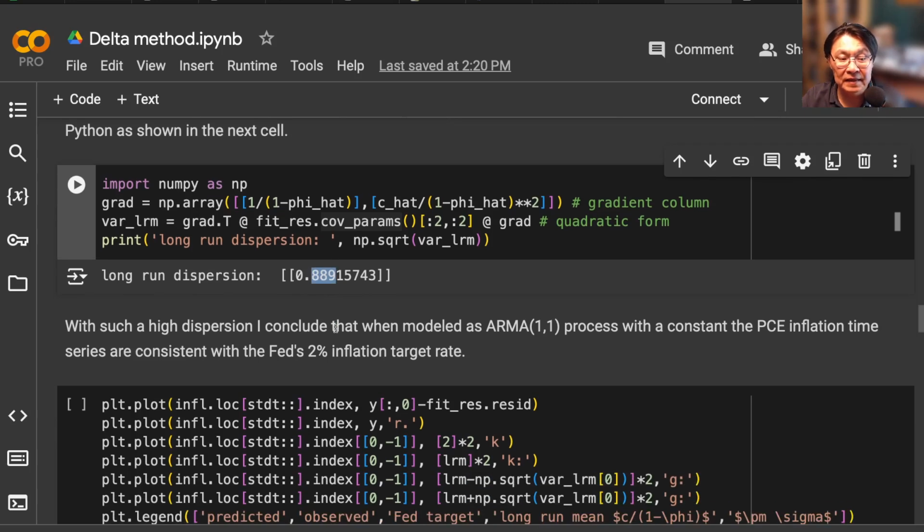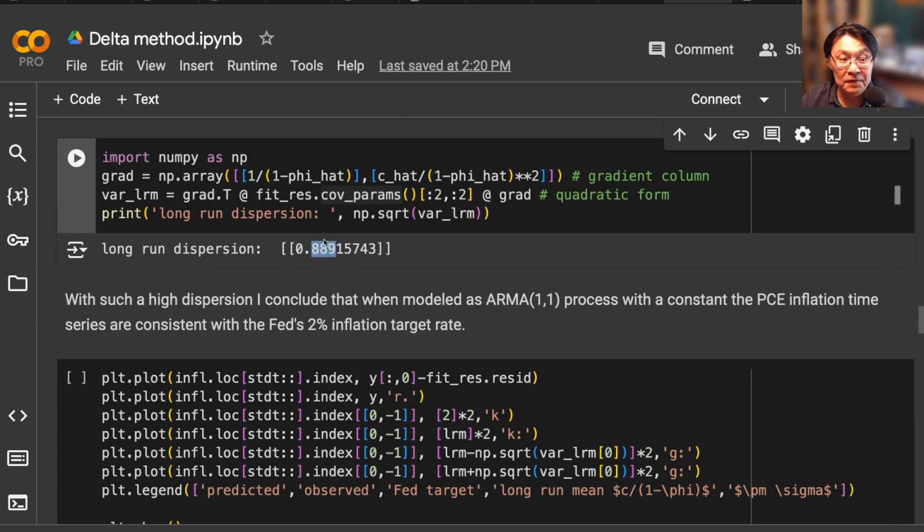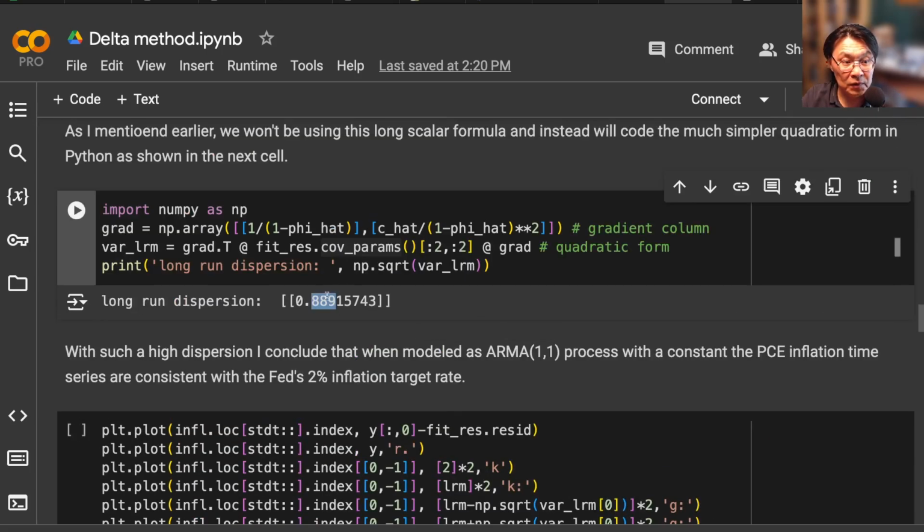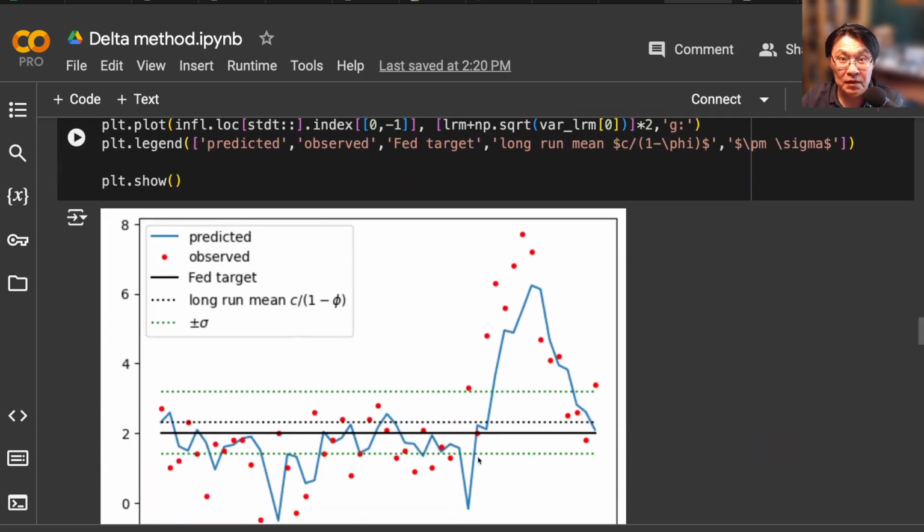So this is interesting. Now we know the dispersion of the estimate 2.31, this dotted black line, and we know what plus or minus sigma from it is. So the green lines are showing plus this dispersion 0.89 and minus this dispersion. So these are sort of confidence bands, 1 sigma confidence bands. We could do 2 sigma if we wanted, and we see that the 2% inflation rate is well within these confidence bands because there's so much noise.